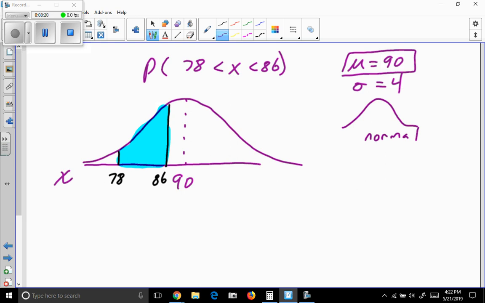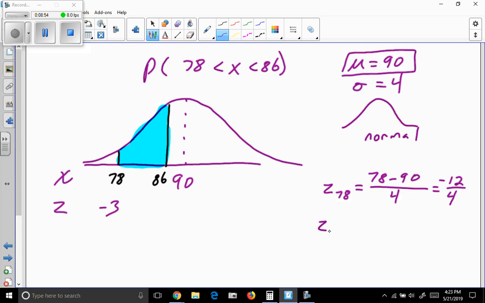So we need to convert each of those into z-values. Let's find the z-value associated with 78. We need to find out how far 78 is from the mean, so our x value minus the mean, and then convert that into the number of standard deviations. So 78 minus 90 is -12, over 4. So that z-value is -3.